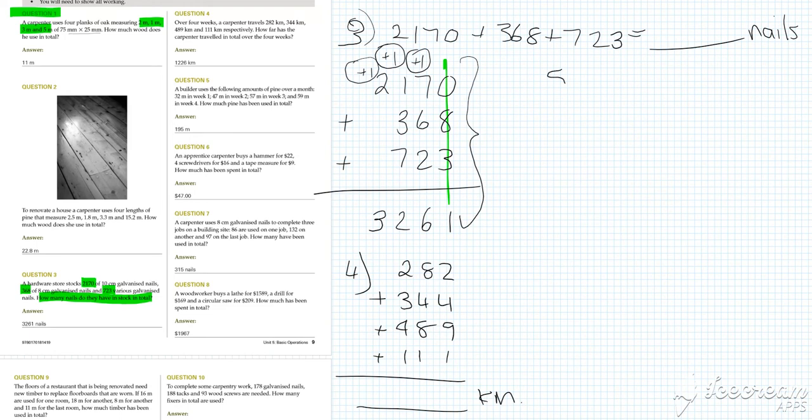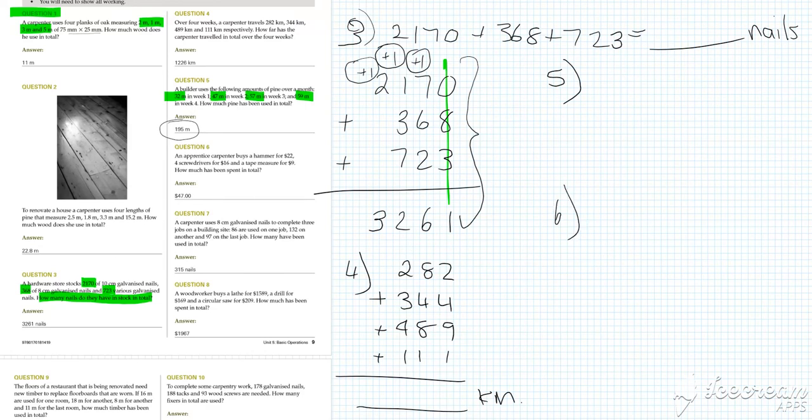When we move to question 5, we've been asked to consider that we have some pine, and this is how much they use: 32 meters, 47 meters, 57 meters, 59 meters. I'd like you to show me the working out to be able to add that up and get 195 meters as your total.